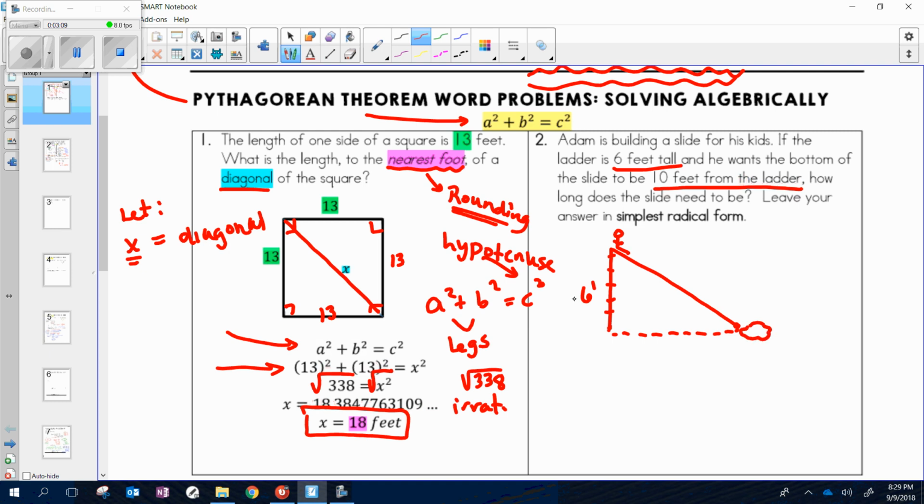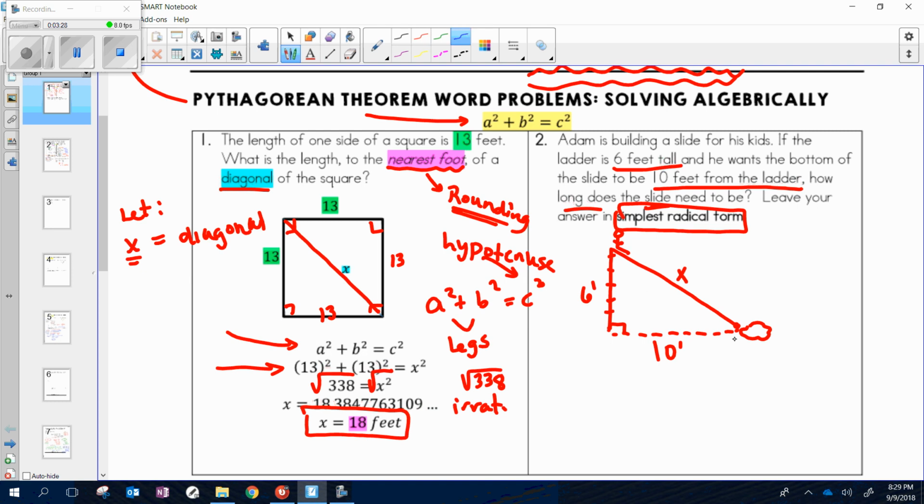Anyways, the bottom of the slide is 10 feet, okay? That's going to form a right angle. And how long does the slide need to be? I'm going to let x be representing the length of the slide. This is interesting. Leaving your answer in simplest radical form we'll have to talk about in a minute.